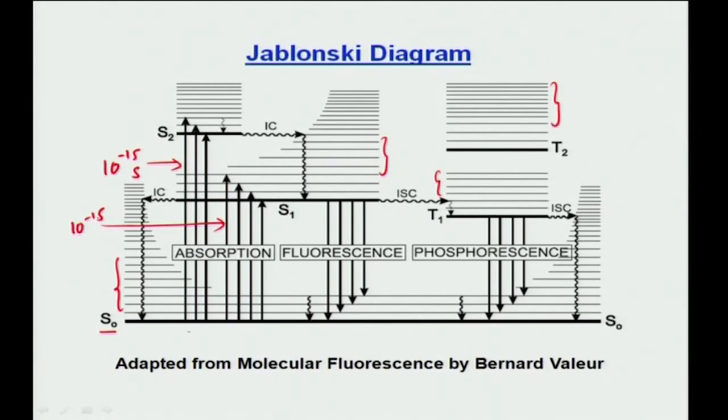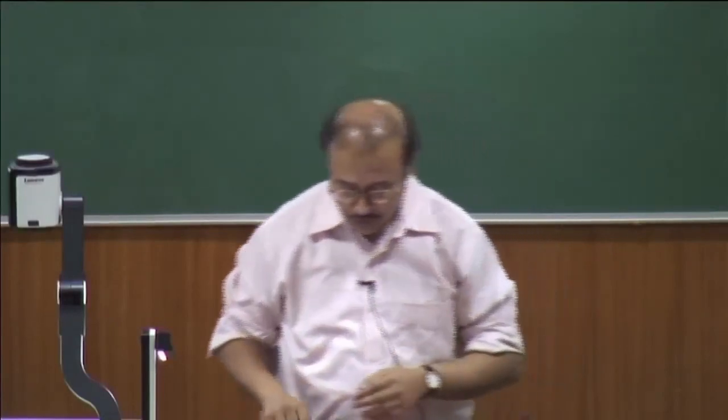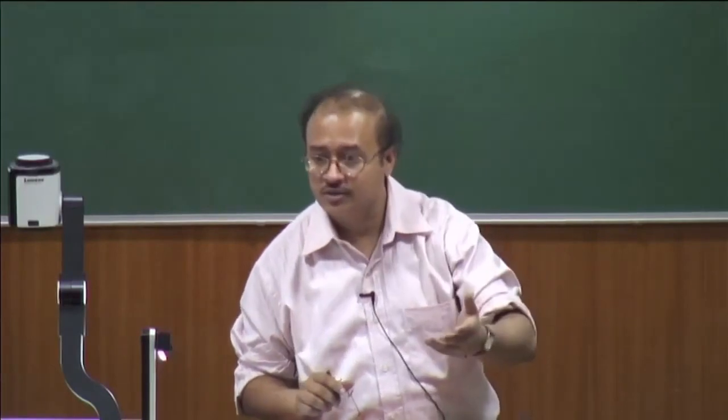Good. Now, let us look at these bunch of arrows. So, you have gone to S1. Now, you can see, as we discussed last time, you are not going to have only one transition, right? Because you are having this transition from where? V is equal to 0 state of S0. Because the electron density goes like this, you are going to have a band of transitions, right, throughout that wave function, right? So, that is why you have these series of transitions to different vibration levels, these vibronic transitions.